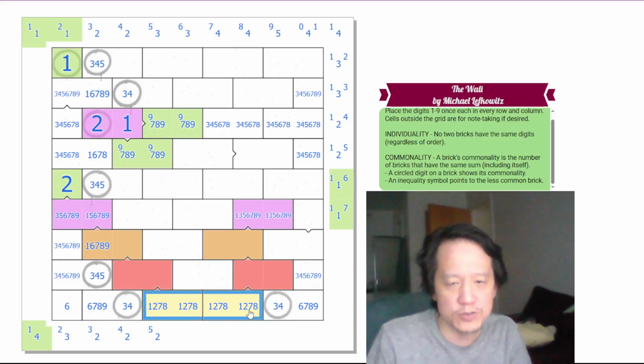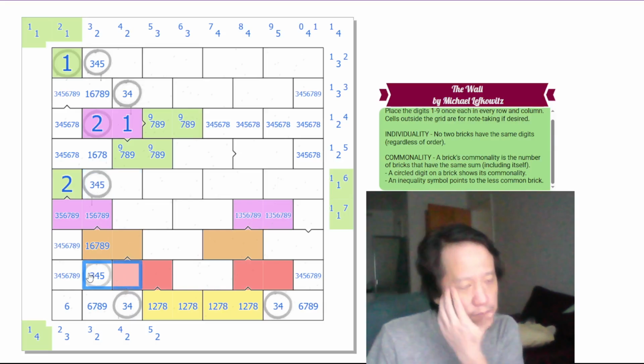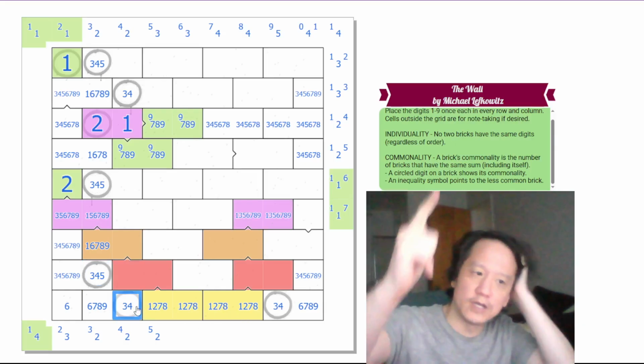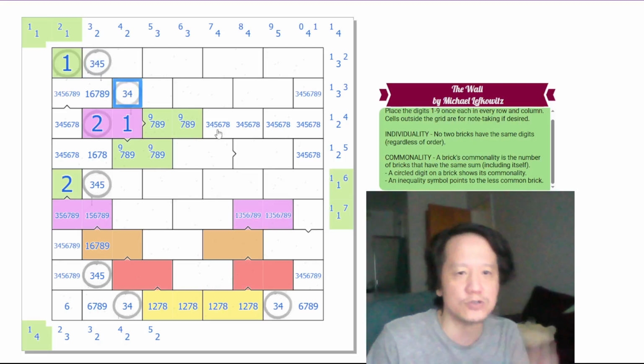This is 1, 2, 7, 8. 3 has to be with 9 because it can't be with 2. So this is a 3, 9. Therefore, this 3 has to be with 2. So 3 can only be with 2 and 9, and therefore one of these is 3. One of these has to be the 3, 9. One of these has to be the 3, 2, so this can't be 3.